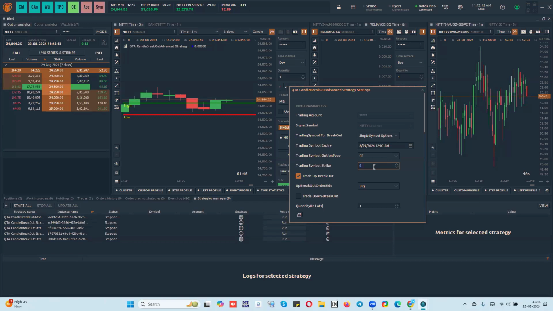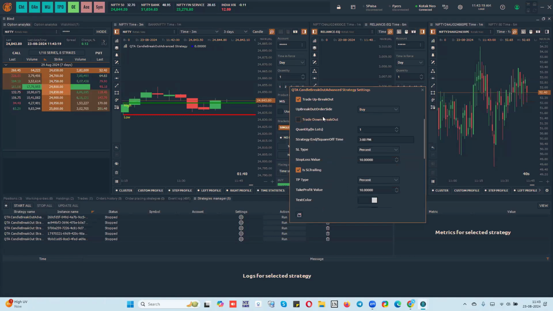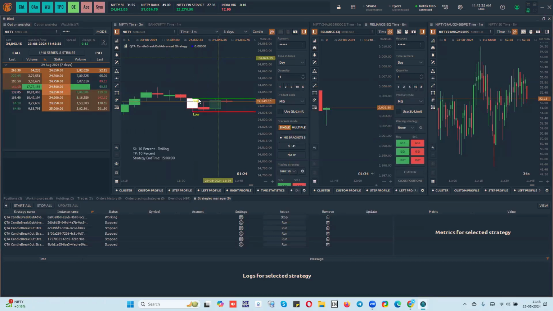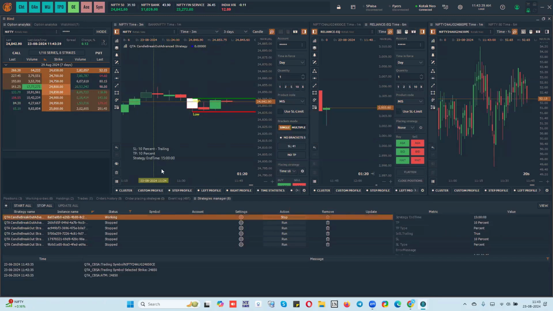So I'm selecting call option at the money strike, buy on an upside breakout. I'm not selecting anything for downside. And then I've selected the quantity, time, percentage as stop loss. I've enabled the trailing percentage as take profit. And now I select the candle. So let's say I select this candle. The candle is selected and it's highlighted here. Strategy is working.